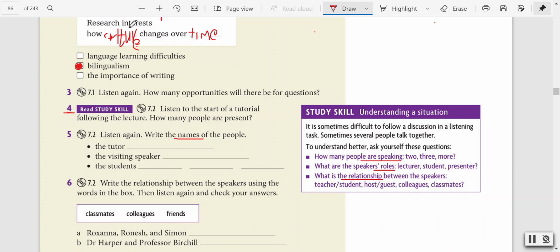Okay. You heard that the tutor's name is Professor Birchill. And the visiting speaker is Dr. Harper. And the students' names are Ronesh, Simon and Roxana.